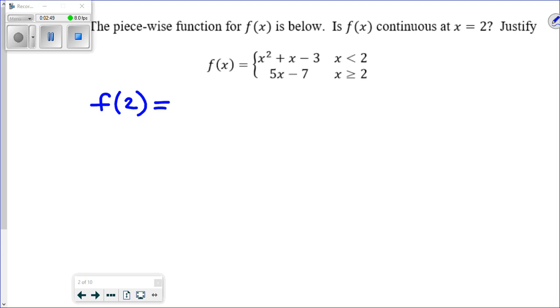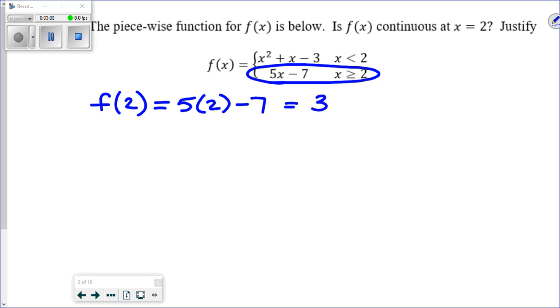So in that case, we would plug into the 5x minus 7 because f of x equals 5x minus 7 when x is greater than or equal to 2. Okay, but we're just going to plug in 2 for x. And so 5 times 2 is 10, minus 7 is 3. Okay, that means condition 1, f of 2 is defined, it equals 3.